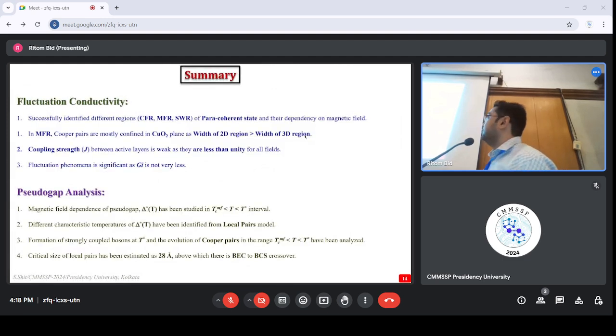So in summary, from the fluctuation study, we have identified the different paracoherent states and their dependency on the magnetic field. We have seen that the Cooper pairs are very much confined in the copper oxide plane because the width of the 2D region is greater than the 3D region. Also the coupling strength is very weak, as the J value is less than unity, and the fluctuation phenomena are significant because the J value is not very small. And from the pseudogap analysis, we have constructed a phase diagram of how these Cooper pairs evolve from strongly coupled bosons, and we have also estimated the critical size, 28 angstrom, for my samples.